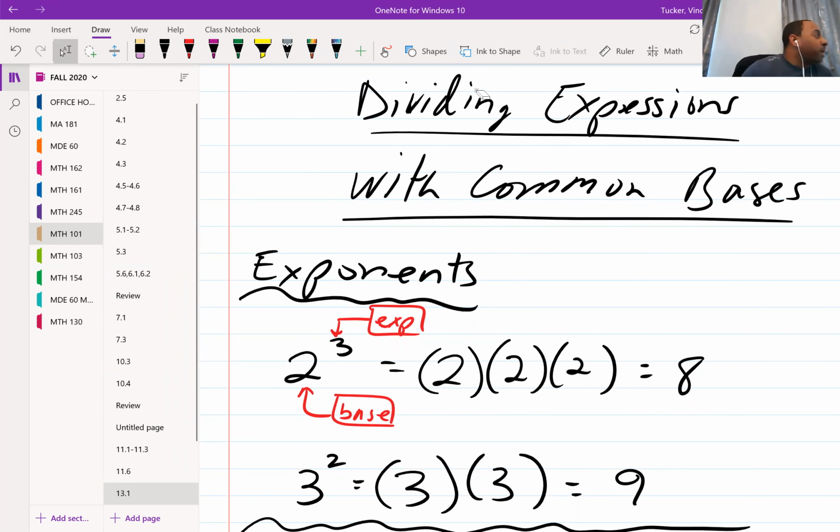So 2 to the third power is different from 3 to the second power, because 3 is our base this time and 2 is our exponent. So that means we will multiply 3 times itself 2 times. All right, and of course we get two different numbers. 2 times 2 times 2 will give us 8, 3 times 3 will give us 9.